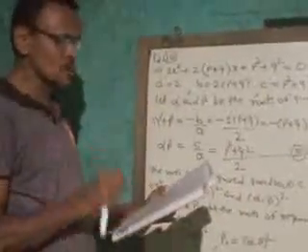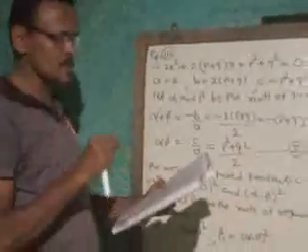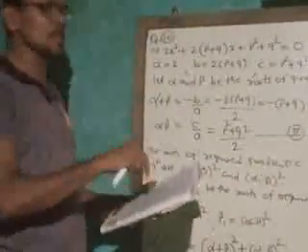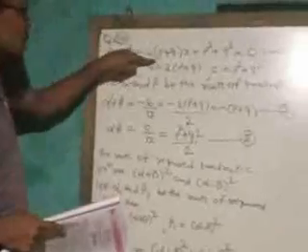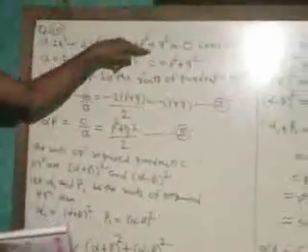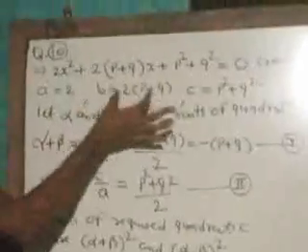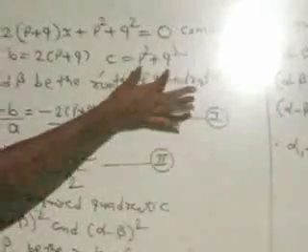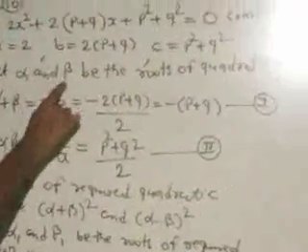We have to find the quadratic equation such that its roots are the square of the sum of the roots and the square of the difference of the roots of the given equation. So this is the given equation. Starting, this equation compare with the equation ax square plus bx plus c equal to 0. We have a equal to 2, b equal to 2 into (p plus q), c equal to p square plus q square. Then let alpha and beta be the roots of the quadratic equation.